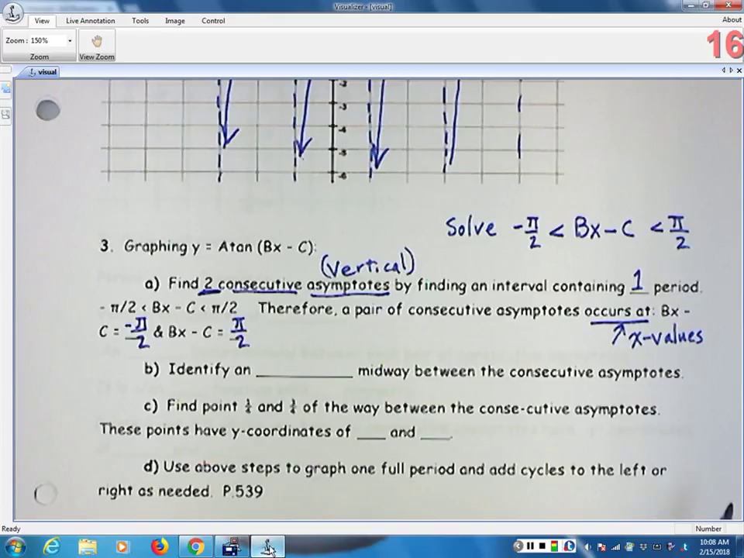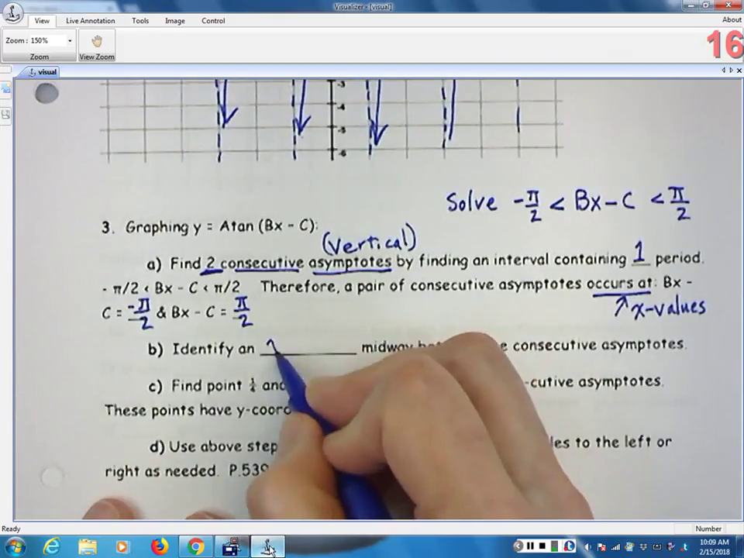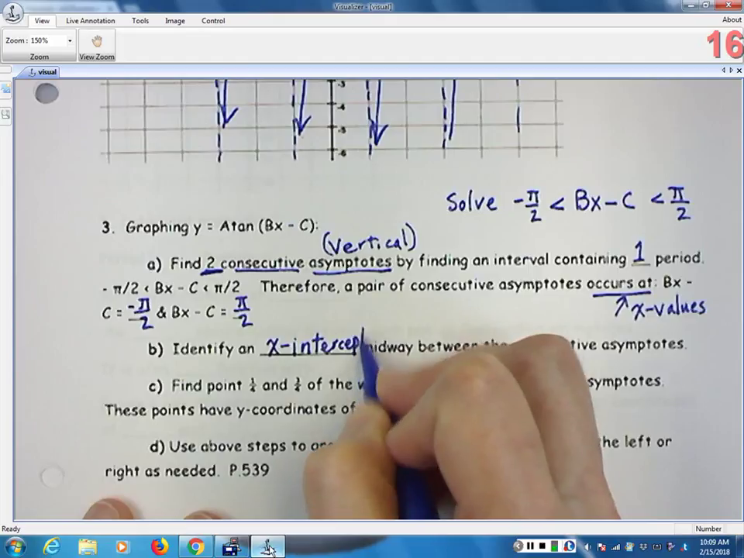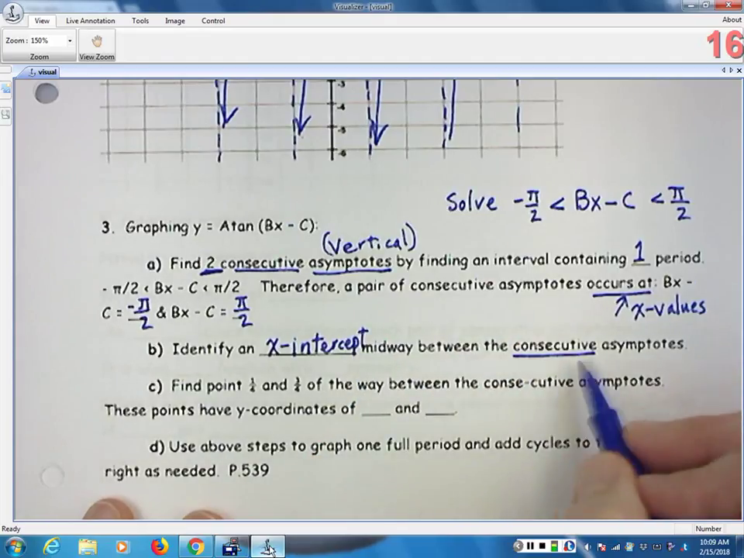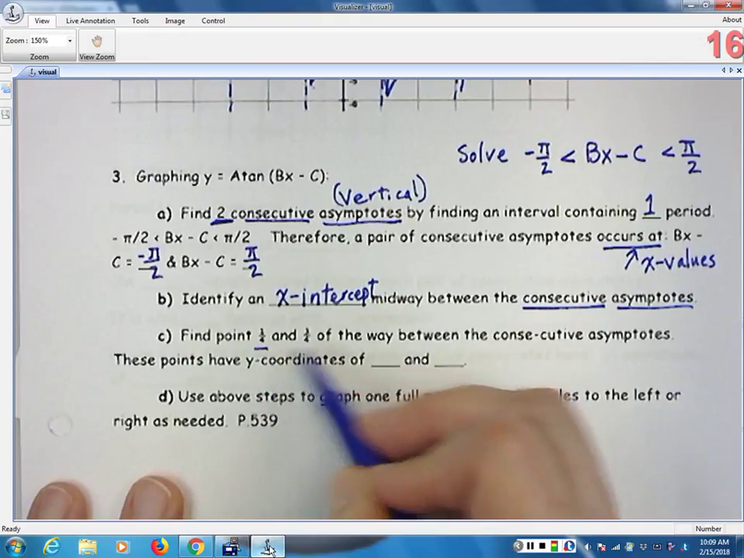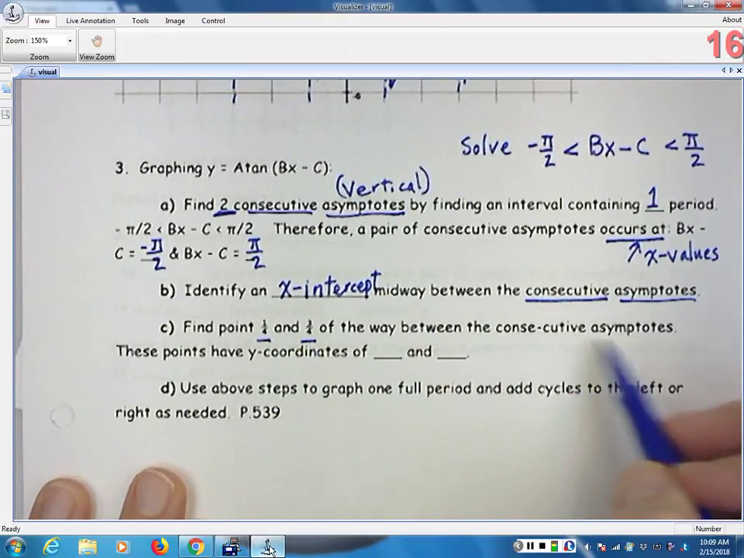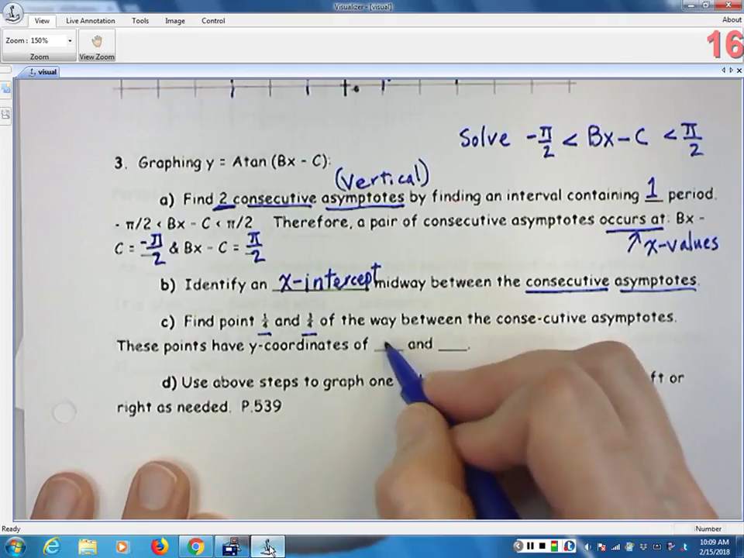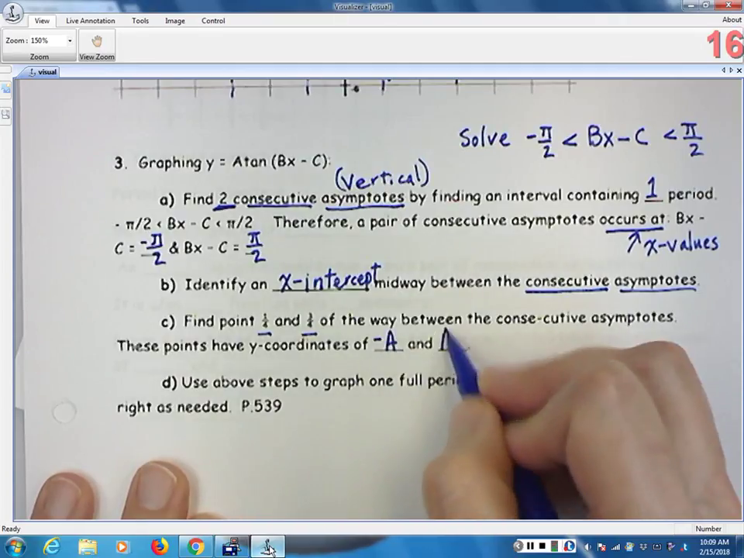And then we're going to identify an x-intercept halfway between the consecutive asymptotes. And then we're going to find a point 1/4 and 3/4 away between the consecutive asymptotes. These points have y coordinates of minus a and a respectively.